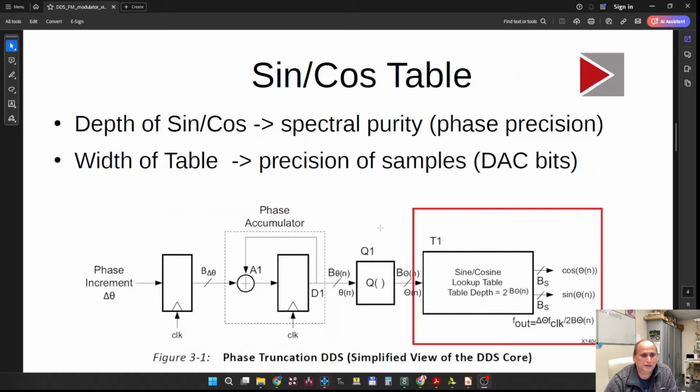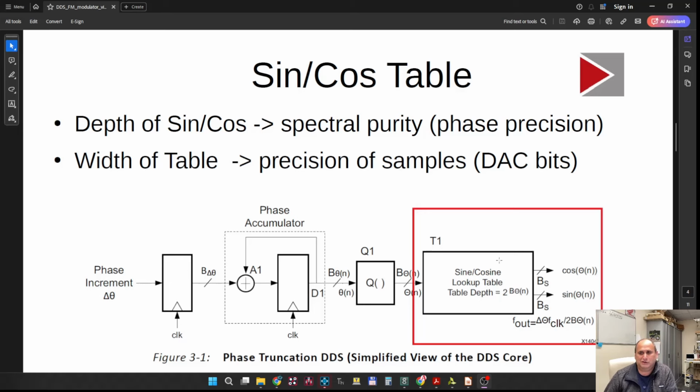The next block is the sine cosine table. So we generate this phase, which is basically the time, right? And then we want to get sinus or cosinus samples out of the DDS. So we have a lookup table and we look up, let's say, phase 1 degree, and we have this sample. This holds pre-calculated samples of sinus or cosinus. Now, you can see, most people imagine that there are two tables for sinus and cosinus.